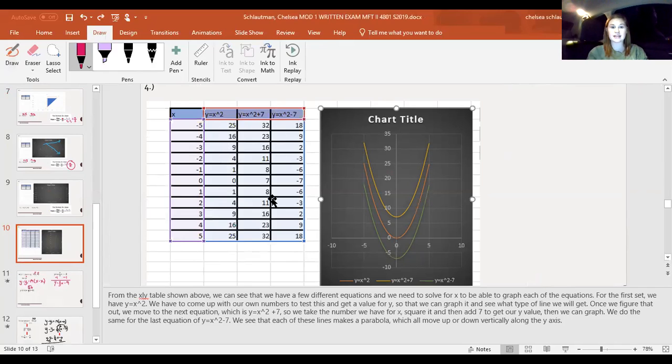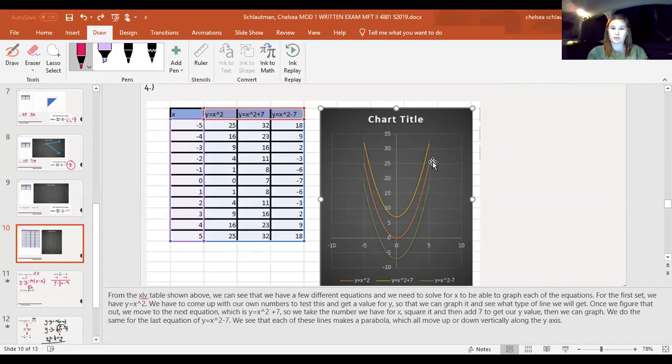And then on the last column, we have x squared minus 7. So we're just going to take those first answers we got from y equals x squared, and we're going to subtract 7 this time instead of adding it. So that gives us all of our points that we need to plot on our graph. Once we get the graph going, we can start plotting our points.